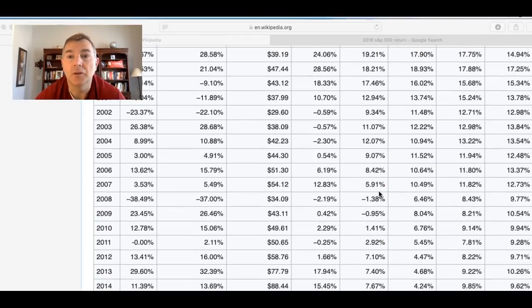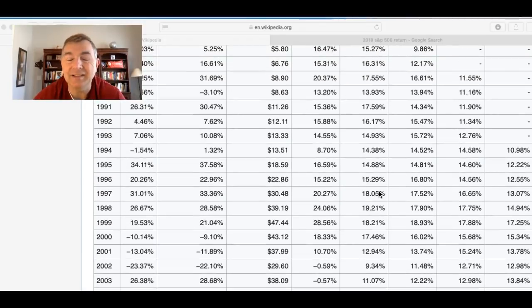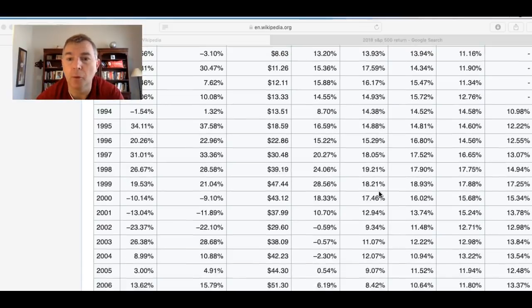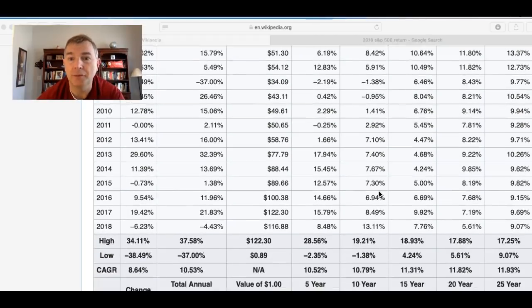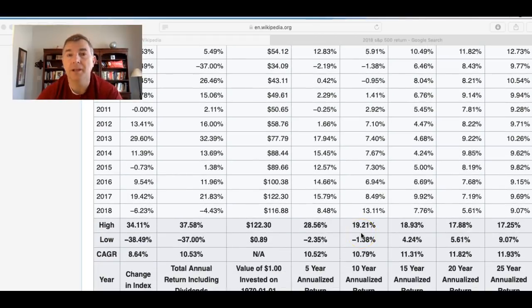That's it. So we had 38 instances of 10 years, and only 2 times we have negative returns. And the worst was 1.38%. That's it. And the best was what? 19.21. So again, you're playing the odds here. You're saying, should I gamble and risk 1.38% on the low side to potentially get 19.21 on the upside? It seems to me that's inherently a risk worth taking.